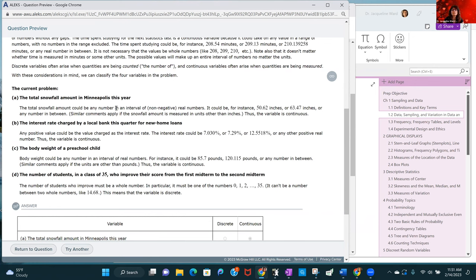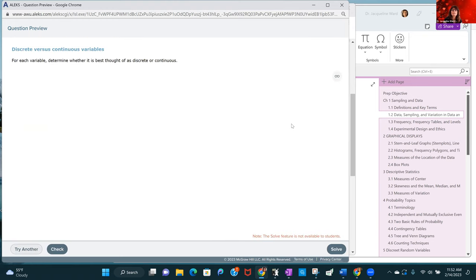Yeah, the total snowfall could be any number on an interval of numbers, like 50.62 inches or 63.47 inches. And the same with an interest rate, it could be 7.030 or 7.29 and so on. Whereas here, the number of students, it'd actually be between 0 and 35 instead of 1 and 35. Okay.